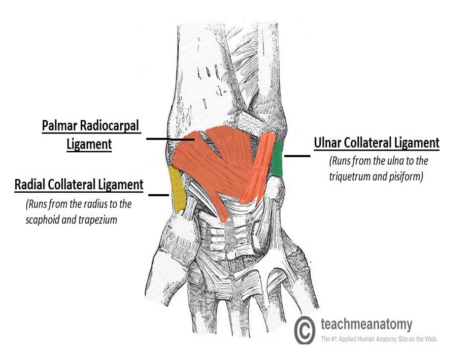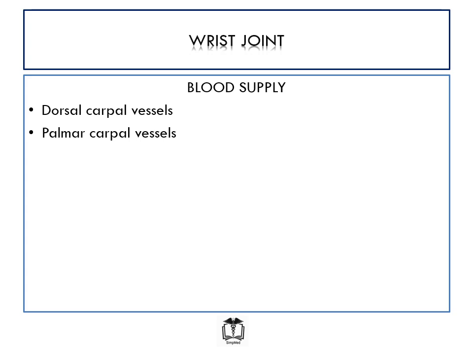because it's found posteriorly. The vascular supply and drainage of the wrist joint are by two different vessels. They include the dorsal carpal vessels and the palmar carpal vessels. And each of these vessels tends to either drain or supply venous or arterial blood to the wrist joint.